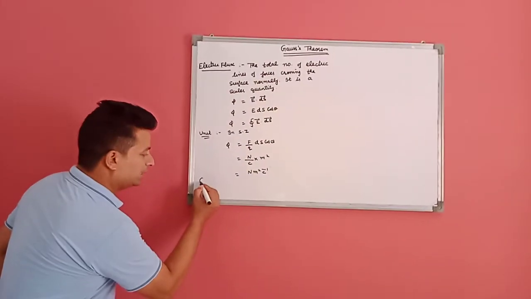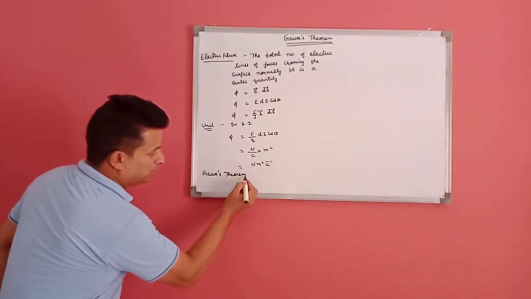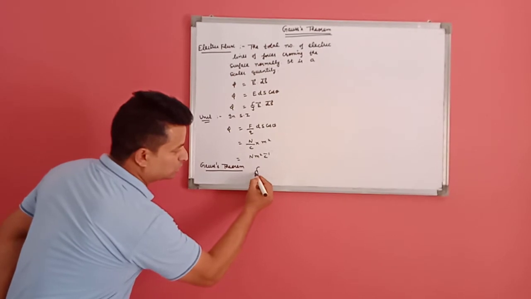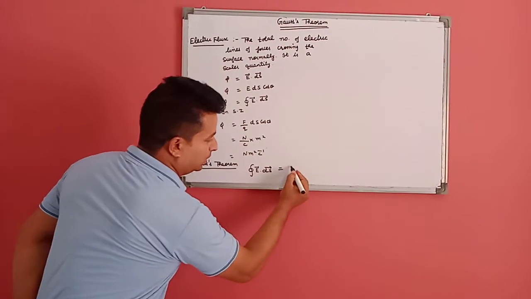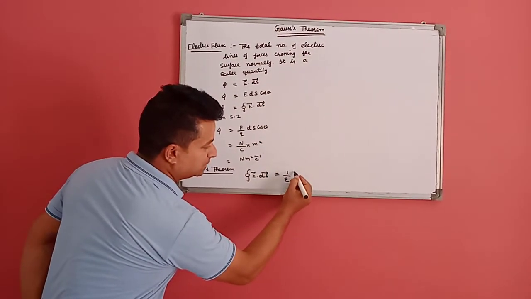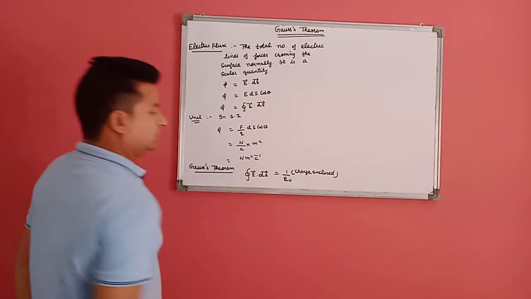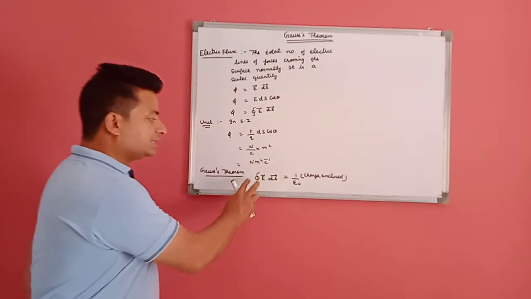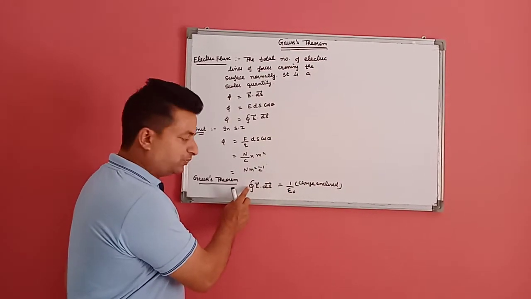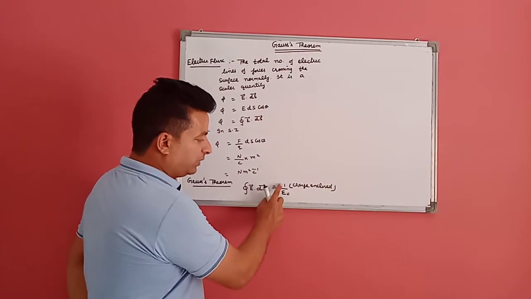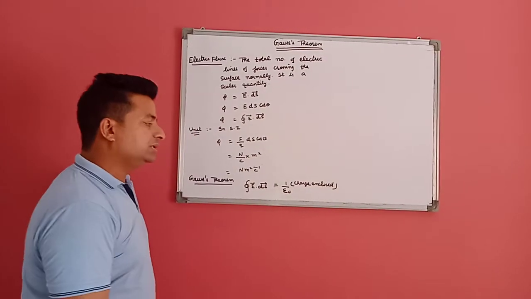The next topic is Gauss theorem. Gauss theorem is closed line integral, that is total electric flux, is equal to 1 by epsilon naught times charge enclosed. The definition is, it states that the total electric flux through a closed surface is equal to 1 by epsilon naught times the total charge enclosed by the surface.